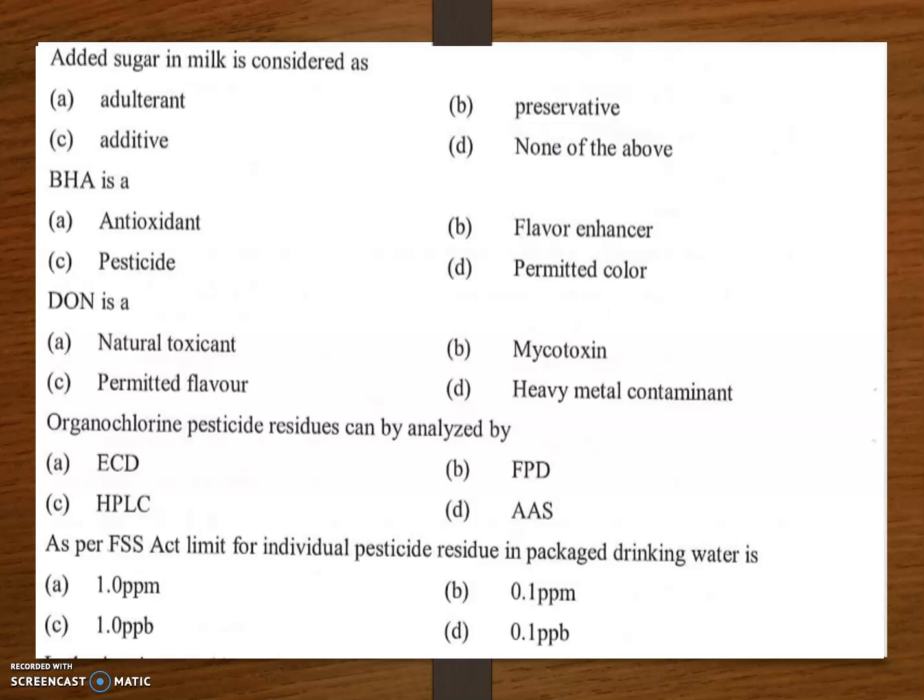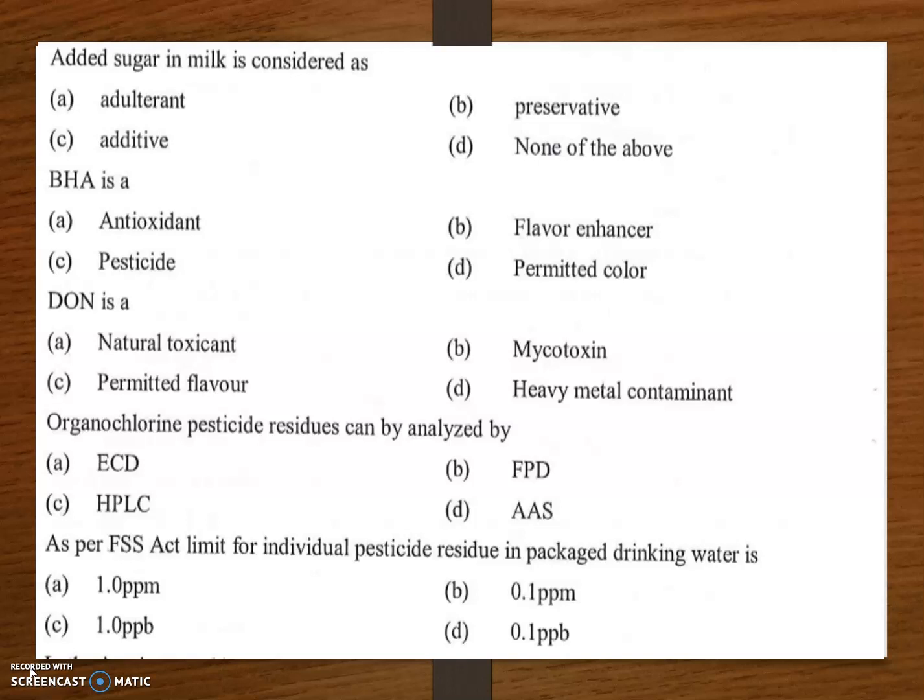Next question. Organochlorine pesticide residues can be analyzed by? The answer is option A, ECD. What is this ECD? It is nothing but electron capture detection. Option B is FPD, which is flame photometric detector. HPLC is high performance liquid chromatography and AAS is atomic absorption spectrometry. Organochlorine pesticide residues can be analyzed by electron capture detection, that is with ECD.